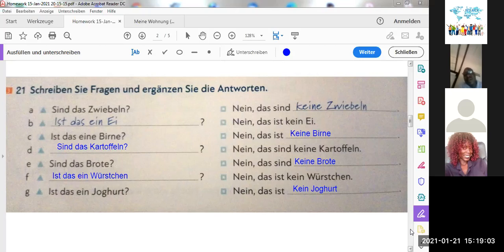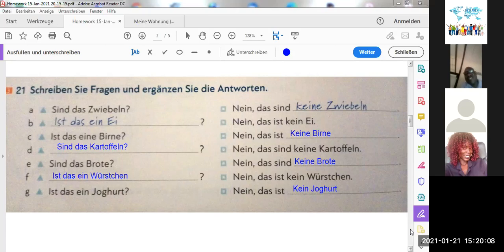A. I go to A. Says, sind das Zwiebeln? Sind das Zwiebeln? Let me go to the other side. Nein, das sind keine Zwiebeln. Perfect. What does it mean, both sides, in English? Are these onions? Very good. Are these onions? And the other side says, no, they are not onions. Very good. No, they are not onions.